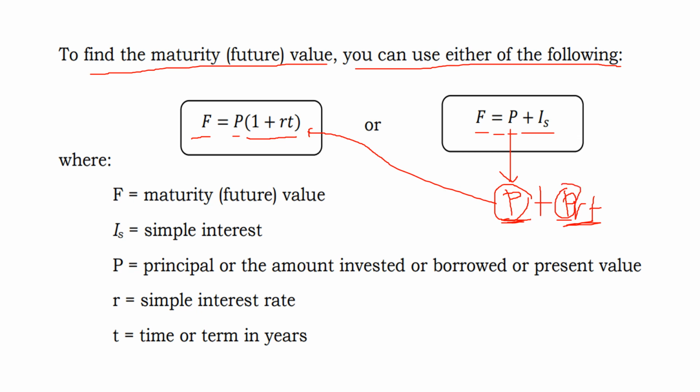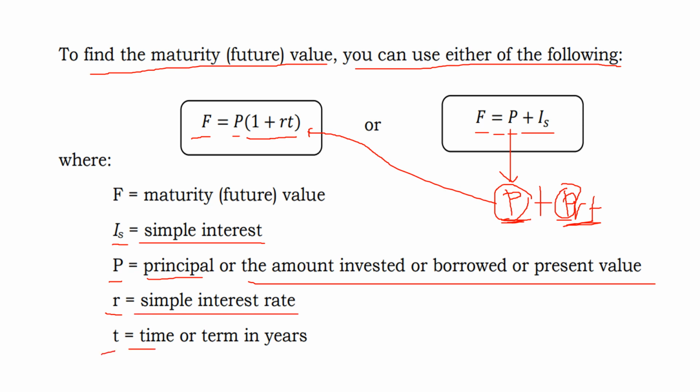So your F is the maturity or future value, meaning to say that the interest has been applied to your principal. So this future value is equal to your principal plus the interest applied on it. Your IS is still your simple interest. Your P is the principal, or the amount invested or borrowed, or present value. And R is still the simple interest rate, and T is the time or term in terms of years.